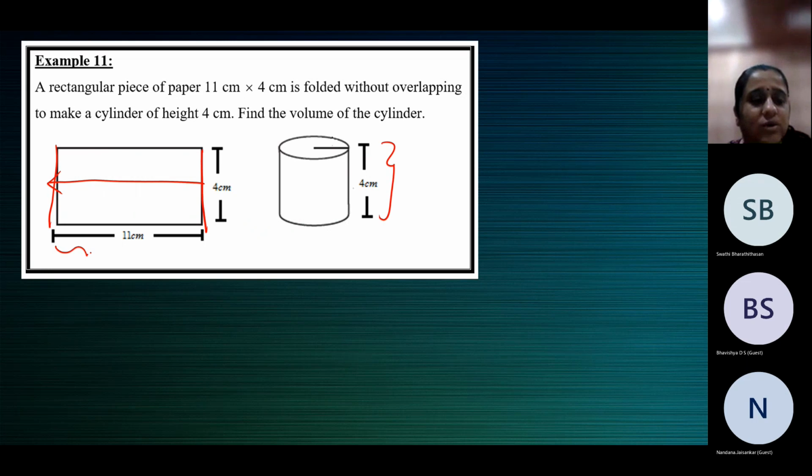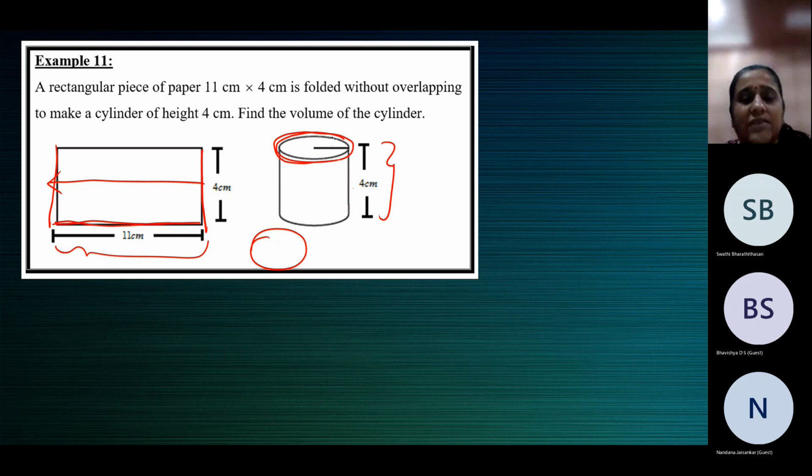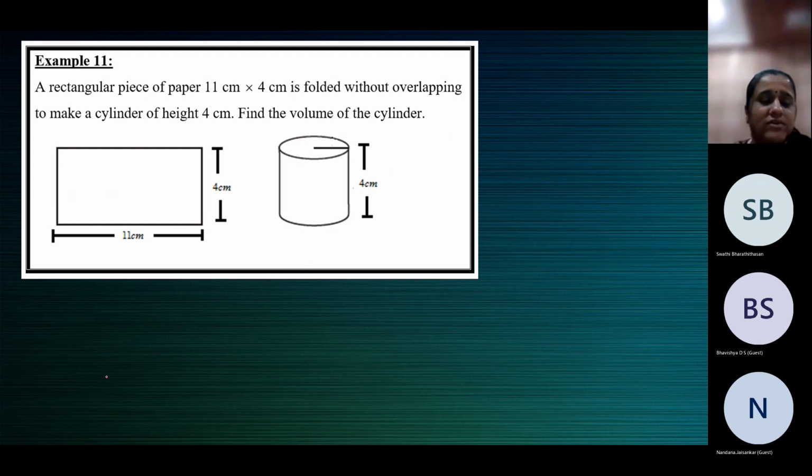Now where is 11? It is made into a circle. This length becomes the base of the cylinder, which is a circle. So that 11 centimeters is the length around the circle. That is, 2 pi r is equal to 11. The circumference of the circle is equal to 11. This one becomes the height of the cylinder.